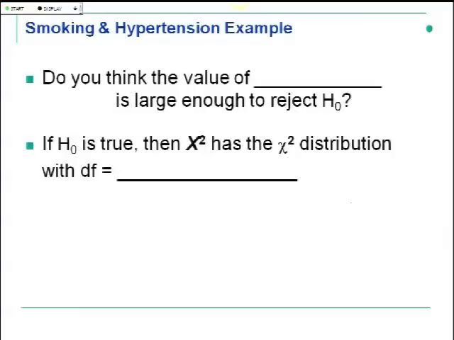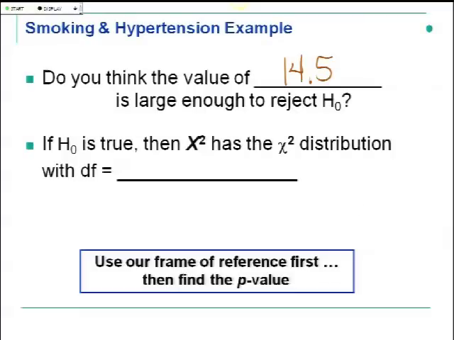14.5. So do you think 14.5 is large enough to reject H-naught? Well, to know if it's really large or not, I kind of need to know that frame of reference. I need to know what the distribution looks like for my test statistic. And it's a chi-square distribution with how many degrees of freedom did we just say? Two. It's R minus 1 times C minus 1 again, which here gives us 2 degrees of freedom. So let's work through that frame of reference one more time. Top of the next page.